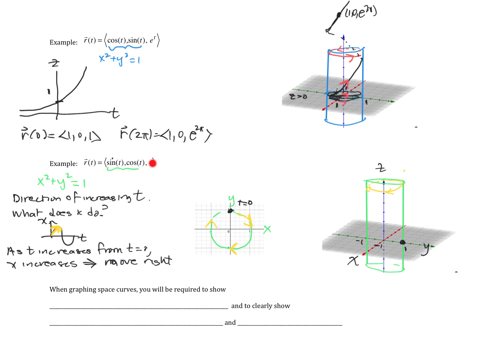Z is t. So one revolution would be when t is 2 pi. So the z value would be 2 pi. So this is like the two examples ago where one revolution is going to be 2 pi. So this would be 1, 0, 2 pi. And we went around this way this time.